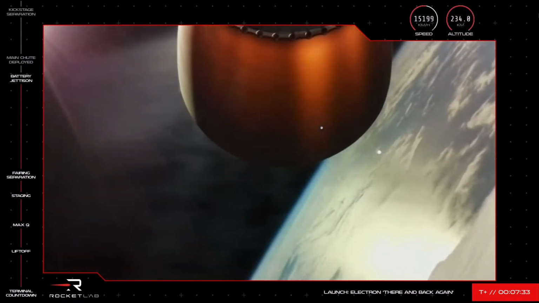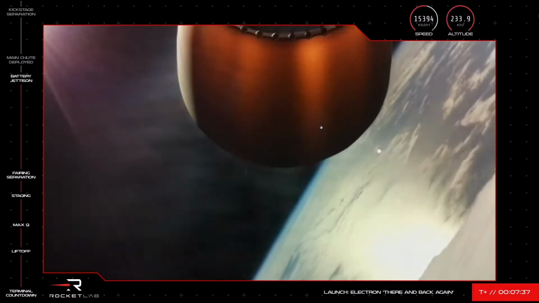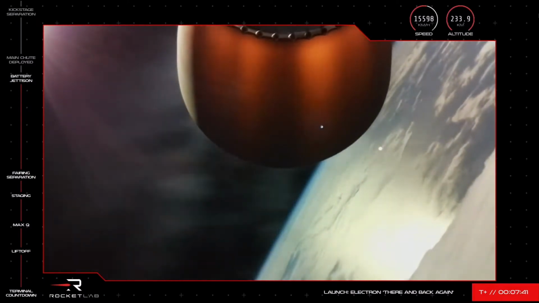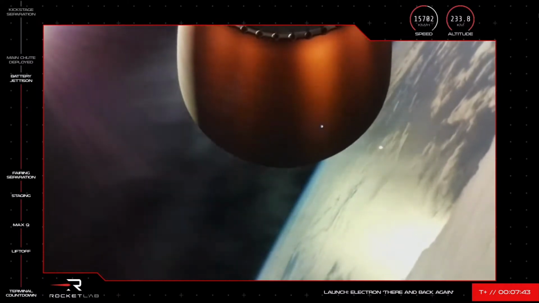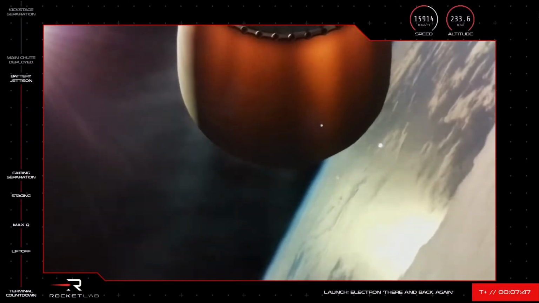Hot swap successful. Battery confirmed. Coming up on drogue deploy. Stage 2 propulsion holding nominal. Guidance is nominal. Drogue deployed.